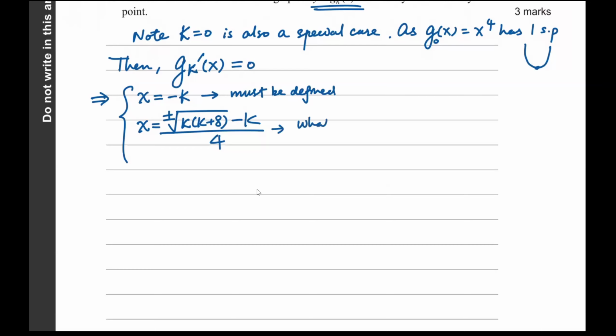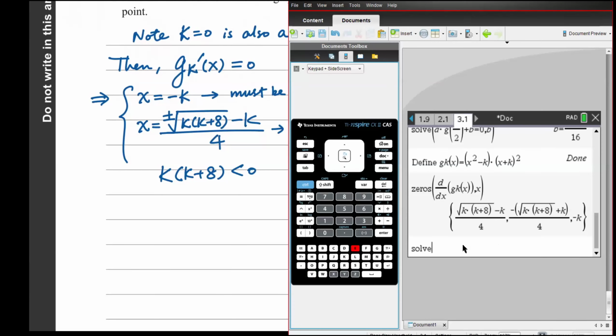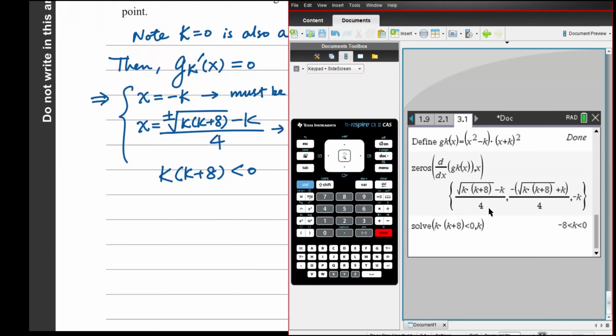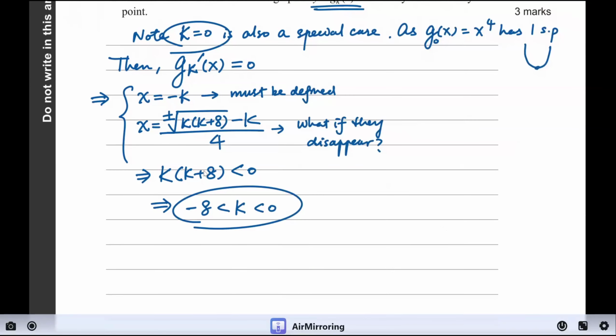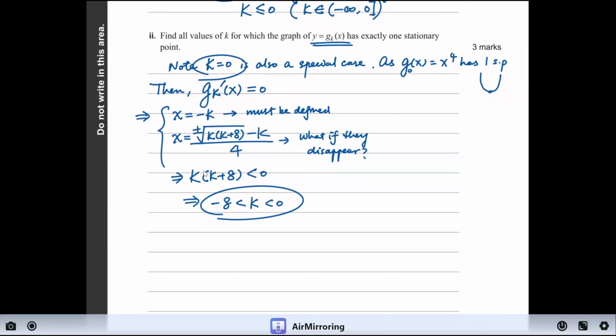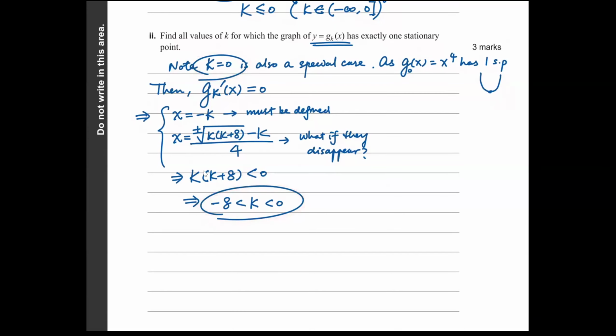So what if they disappear? How can I make these two disappear? Well, I just need to make the discriminant, anything under the square root, less than 0. So then I'll just solve that a bit. Less than 0 for k, from minus infinity to 0. So basically, all values of k, you have to have this thing, etc.